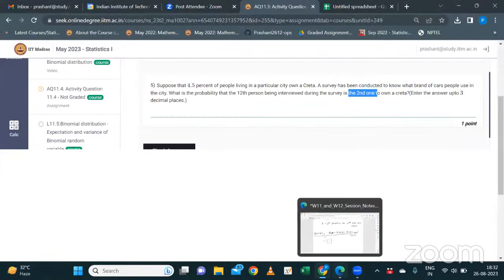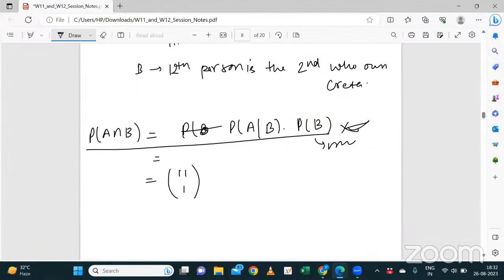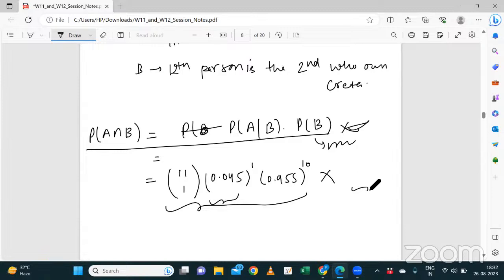4.5% means we divide by 100, so it is 0.045, to the power 1, because only one is owning the Creta. Not owning the Creta is 0.955, to the power 10, because the remaining 10 did not own the Creta. Into the second person, the 12th one, who owns the Creta, with probability 0.045. Not owning is 0.955.